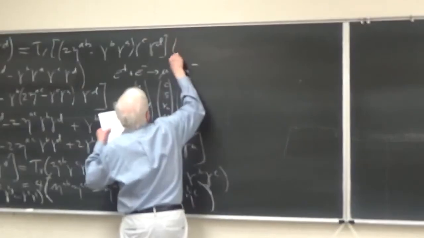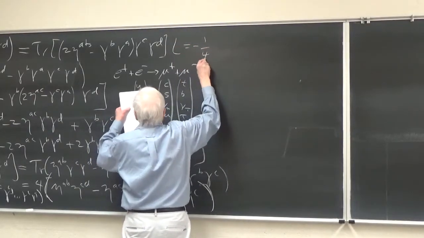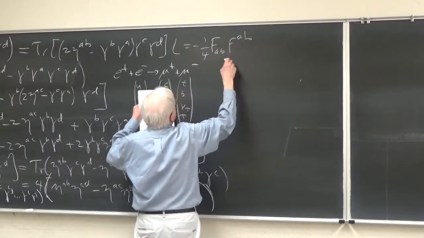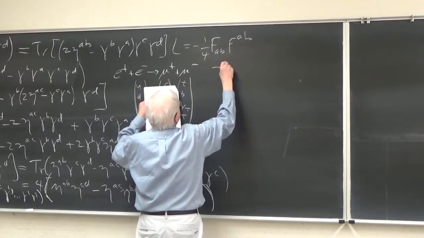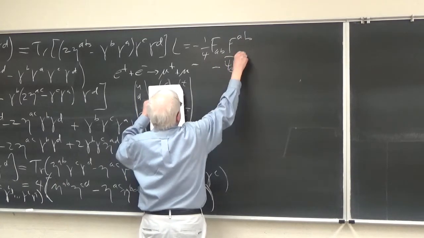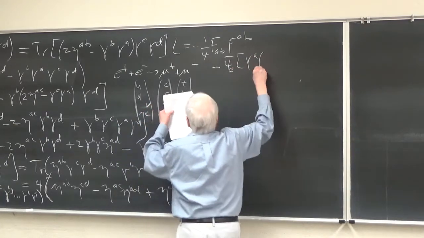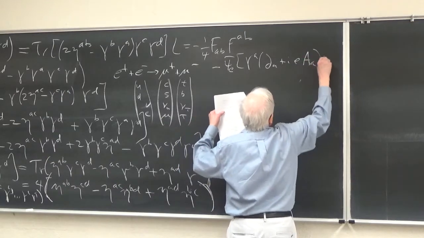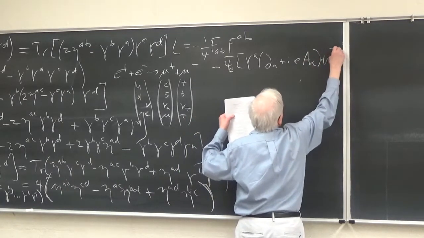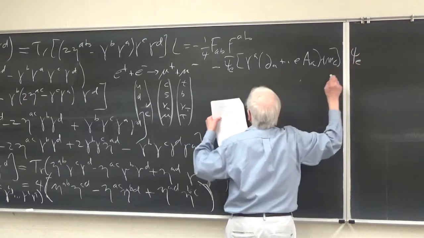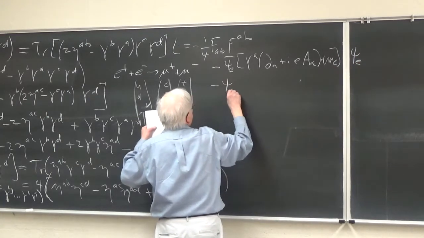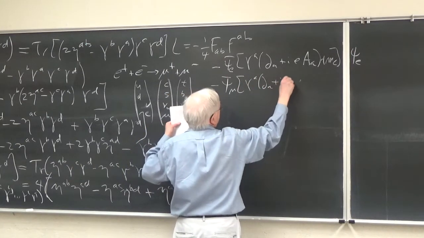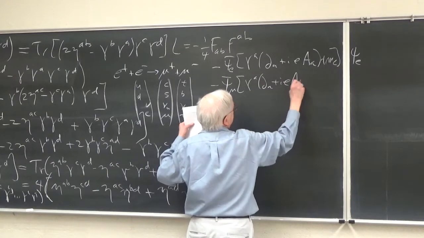So the action density, in other words, looks like this: minus a quarter F_AB F_AB, minus psi bar for electrons, gamma^A, D_A plus i e A_A, plus m_e, psi_e. And then we just write down another term which looks exactly the same. The charge is the same.